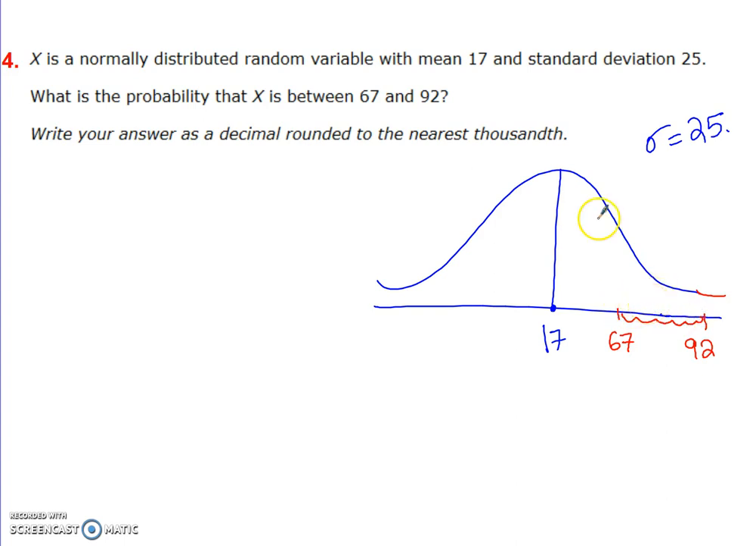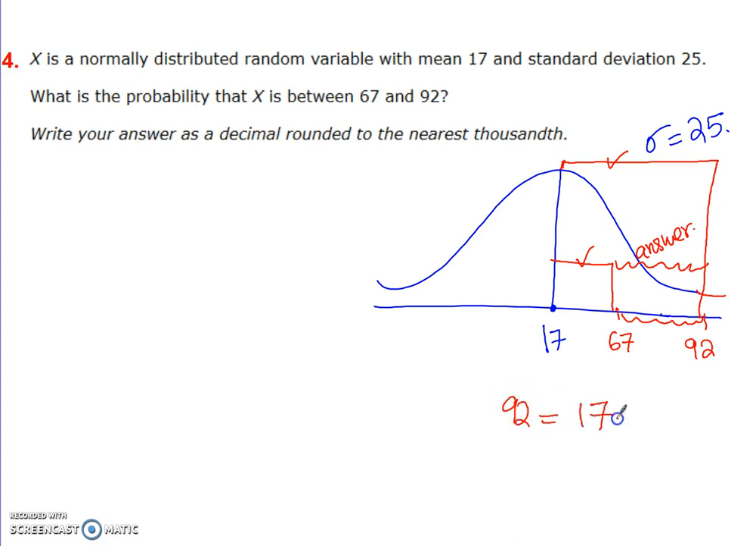Okay, so in this case we're only going to look at the half curve. So this is the one part of the half curve. We just need the probability till here. We just need to subtract these two numbers. This subtracted from this will give us this answer. This is going to be our answer. So all we have to know is how far away 92 is from the mean. How many standard deviations away from the mean? So 17 plus how many 25s gives you 92?